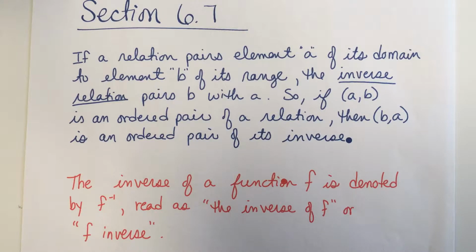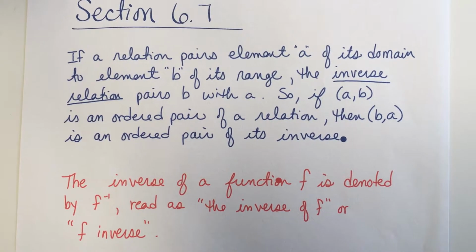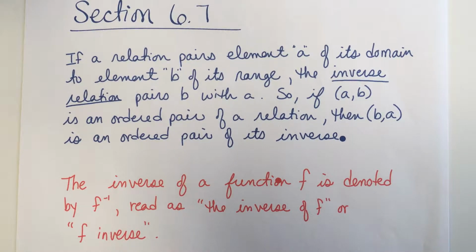Section 6.7 is dealing with what's referred to as inverse functions, and as the paragraph states here, if a relation pairs element A of its domain to an element B of its range, the inverse pairs B with A. So that's just explaining that real quick. Of course, I'm just using A and B to represent two things, okay?